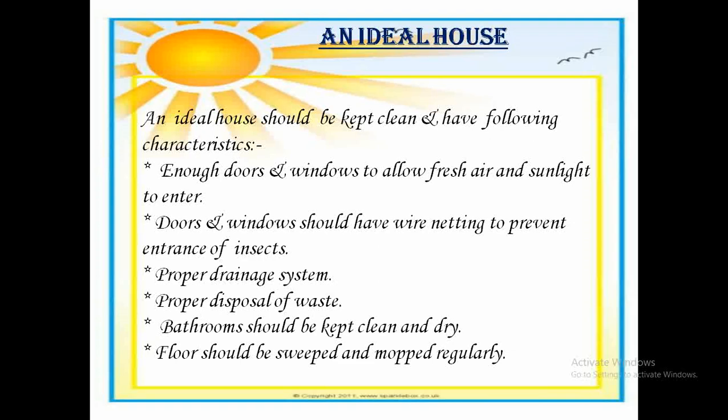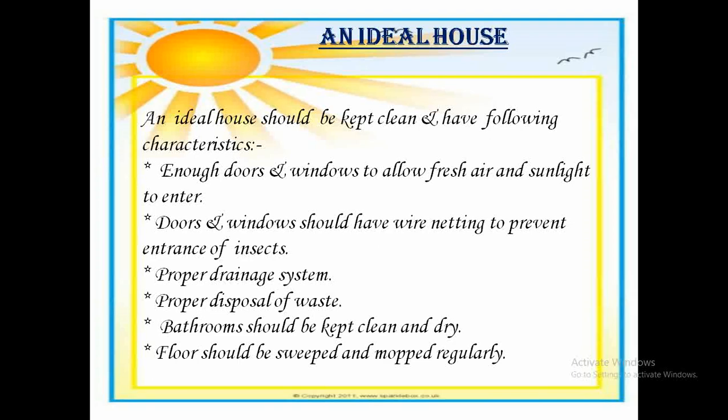Now we have already read about the different types of houses. Now we are going to read about an ideal house. There are a few characteristics of an ideal house, and some of them are here. For example, the first and foremost thing is that an ideal house should be kept clean, and there are different ways to keep the house clean.